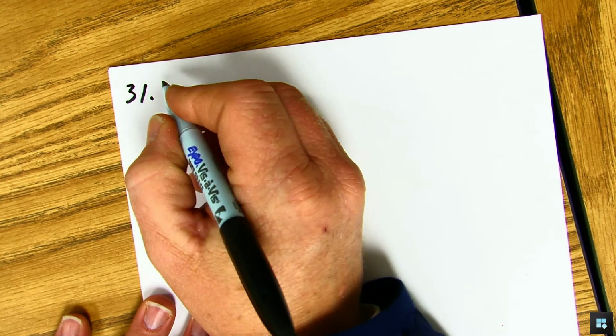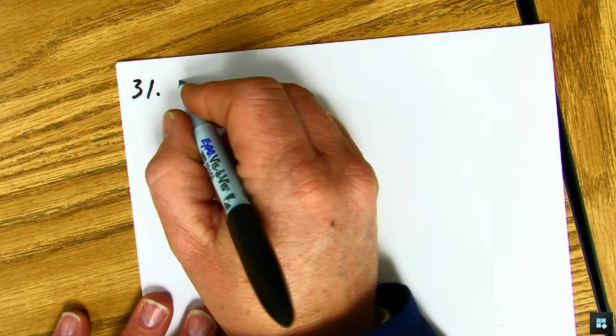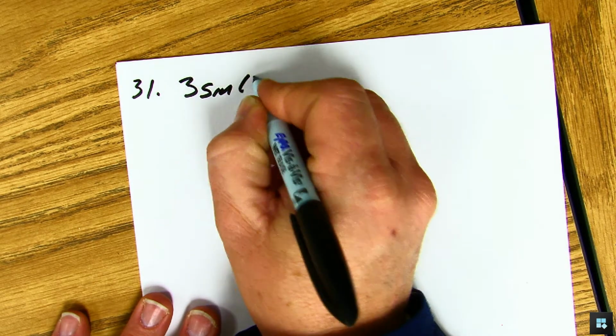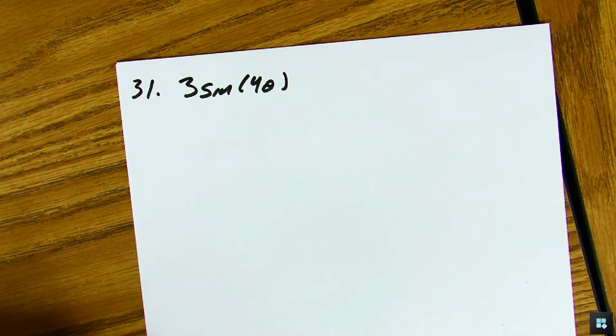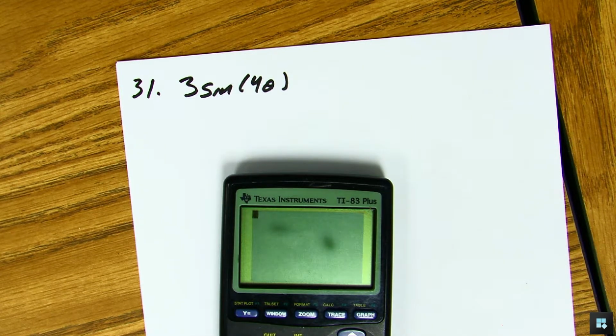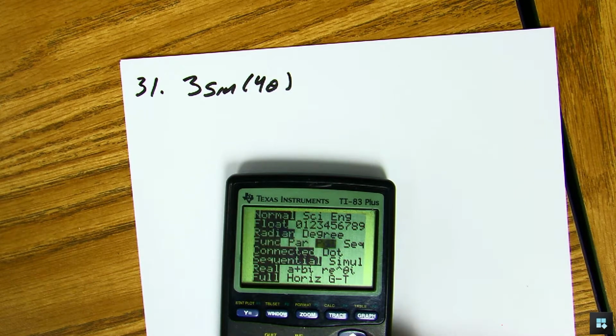31 wants us to graph them. Okay, you are welcome. 31 says graph these big bad boys. So we're going to take 3 sine of 4 theta from 0 to 2 pi. I'm just going to plug it into my calculator. Can you see my calculator here? Sweet. First I'm going to go to my mode, change it to radians, and make sure that I'm in polar. So I'm on polar and radians.